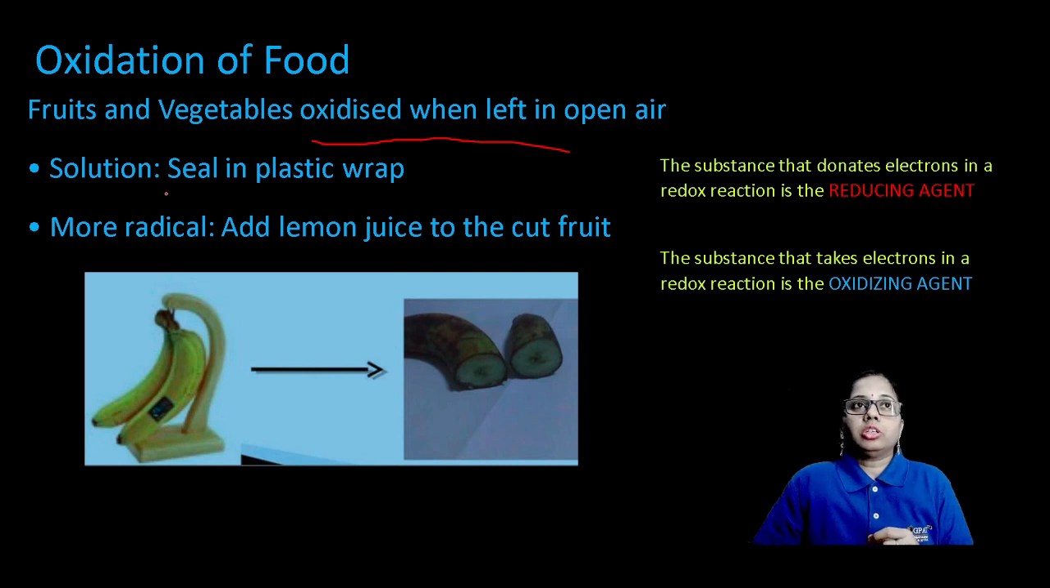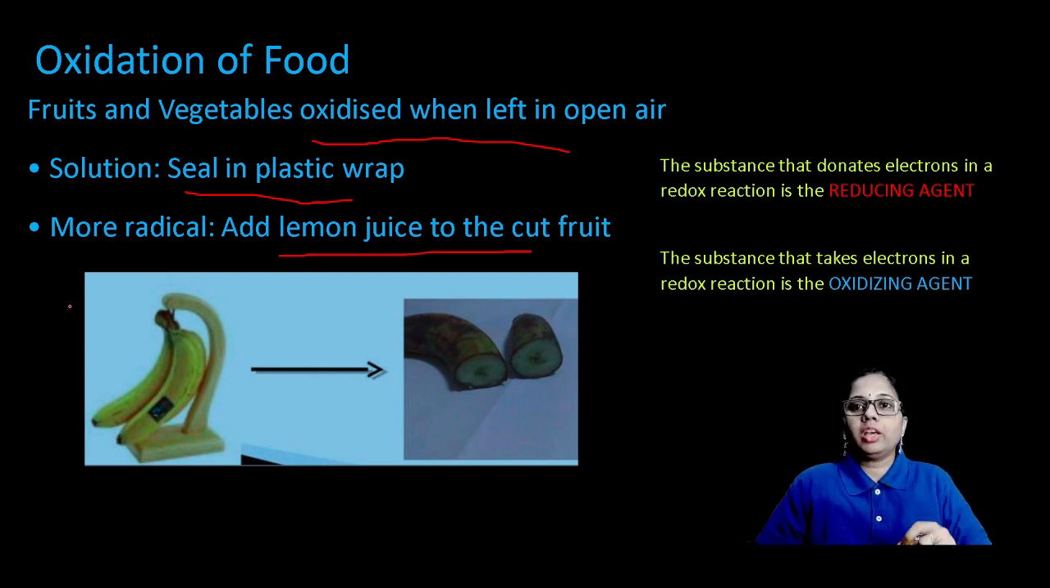So what is the solution to prevent oxidation? Seal in plastic wrap, or add lemon juice to the cut fruit, then the oxidation is prevented. In this way we can reduce oxidation. Otherwise, sometimes you can also add agents, oxidizing agents or reducing agents.